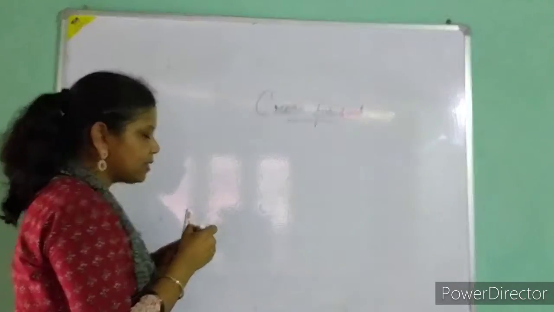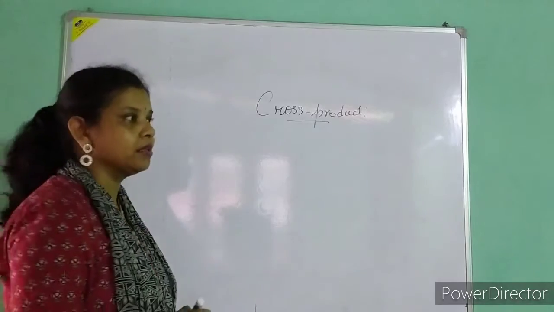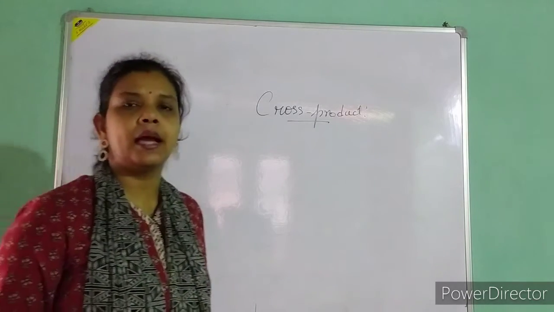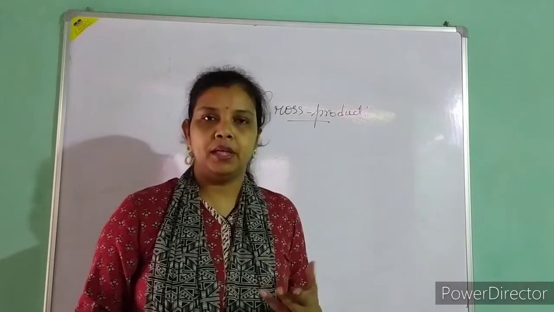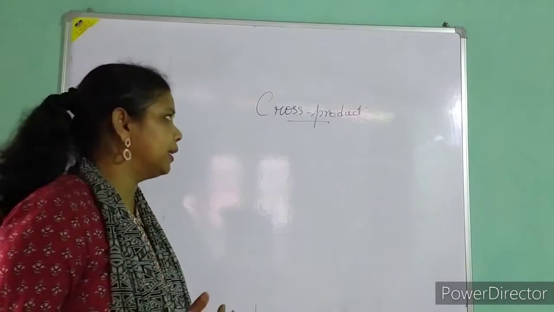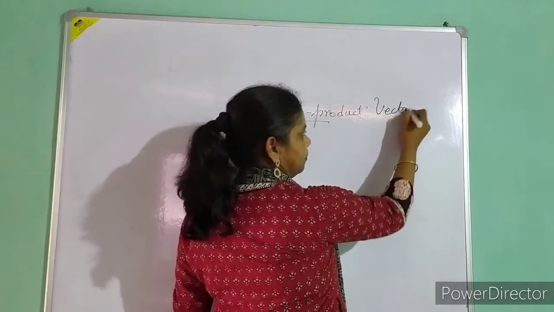Okay, so when we start with the cross product, if I multiply two vector quantities, vectors, by cross product, I will get a vector product. Meaning the answer will be a vector quantity. So that is why we call it a cross product. Another name we call it is a vector product.